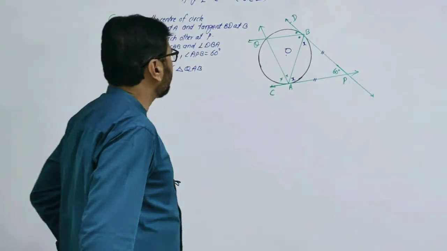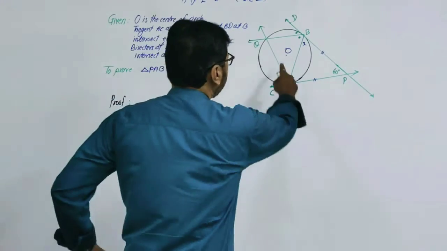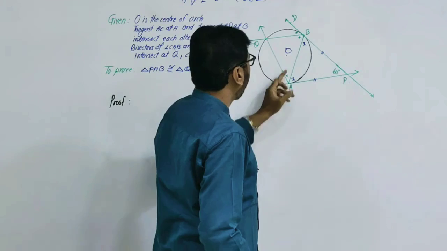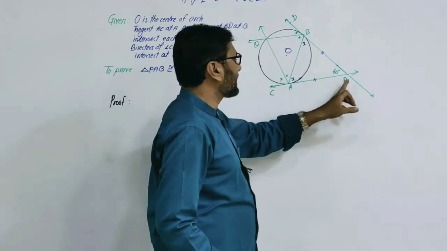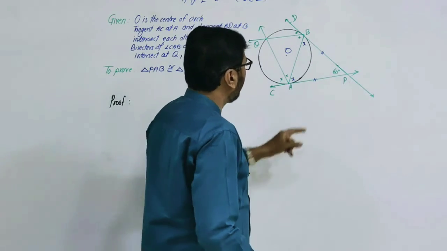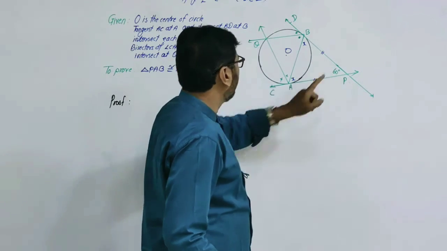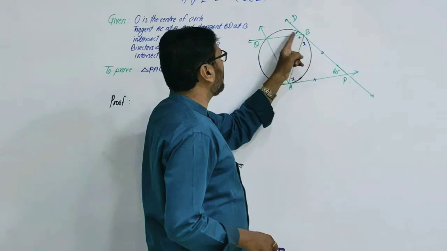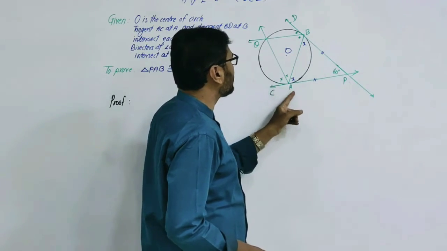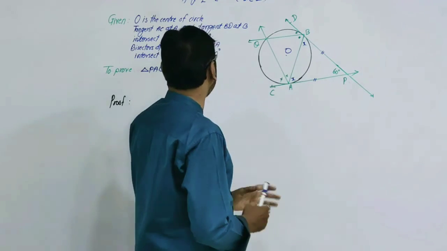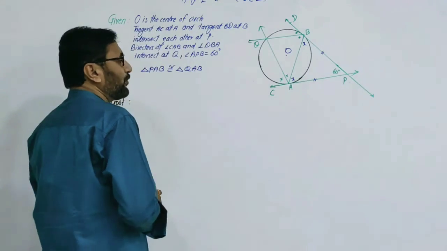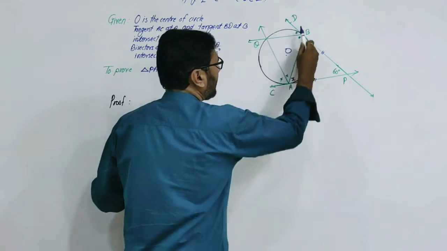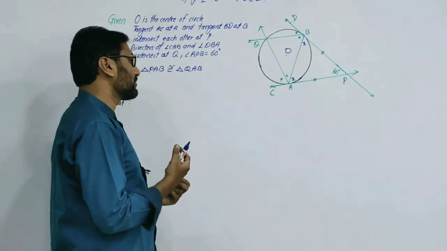So next sum, students. O is the center of circle, tangent AC and tangent DB intersect at point P. Angle P is 60 degree, and we have to prove. Before that, they have given AQ and DB are the angle bisector of angle CAB and DBA respectively, and we have to prove triangle PAB is congruent to QAB. It's very easy to solve, students.